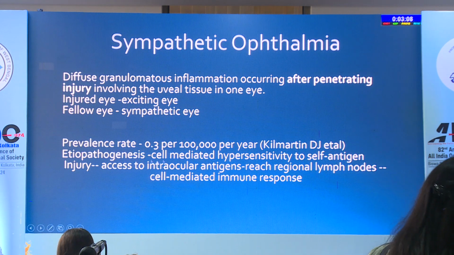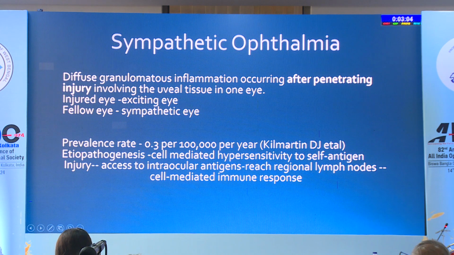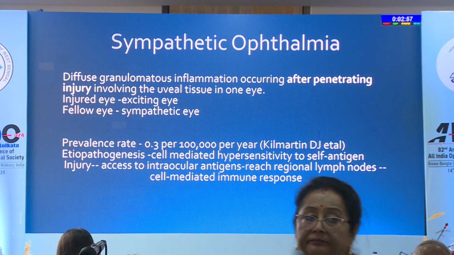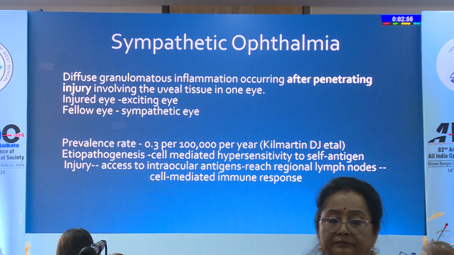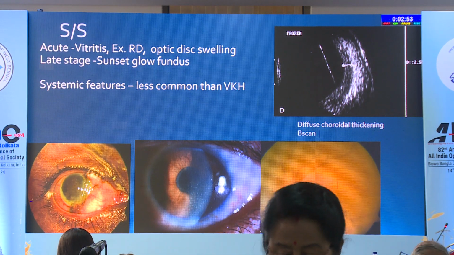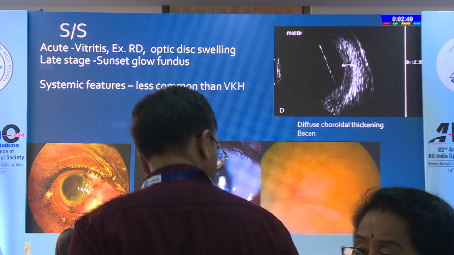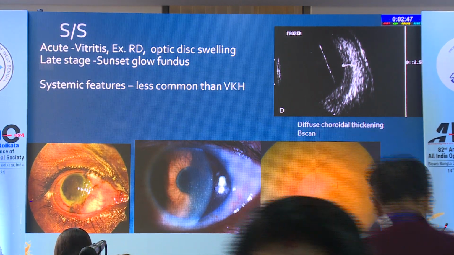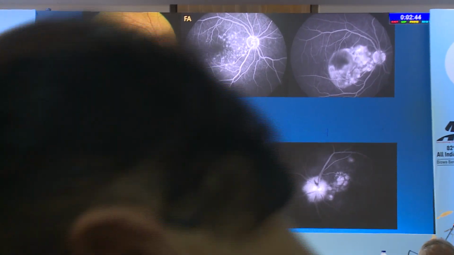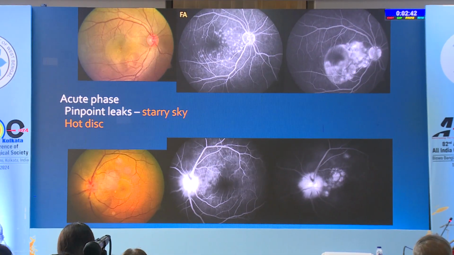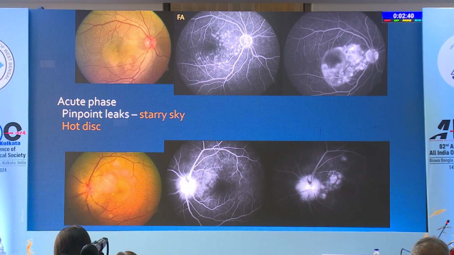A very significant landmark paper was presented in the year 2000 by Kilmartin and co-authors. It was a population-based study, and at that time the incidence rate was around 0.3 per 100,000 per year, but now the incidence has reduced considerably. This also has similar features like uveitis with vitritis, exudative retinal detachment, but the systemic features appear to be less common. The FFA sometimes shows the starry sky appearance, and hot disc means that it's an inflamed eye.